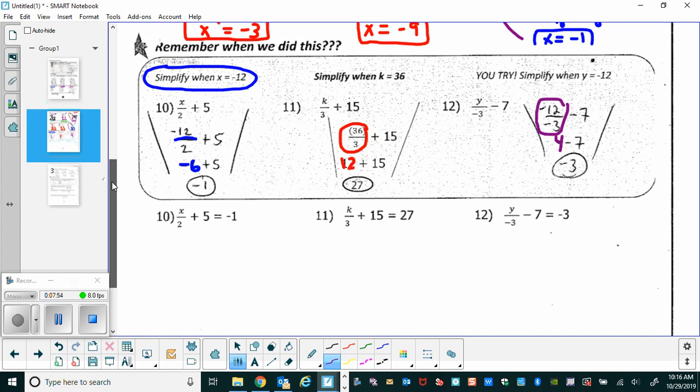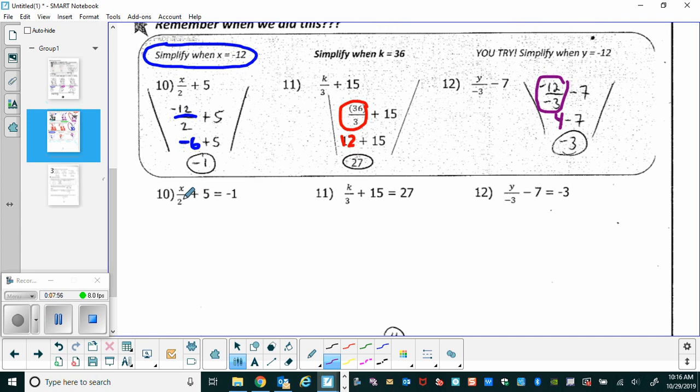So my goal is to now show you guys with the division how we undo that in solving the equations, okay? So now notice for number 10, I've got the negative 1. I'm now telling you the total is negative 1, and we're going to prove right here and solve for x that it should be a negative 12.